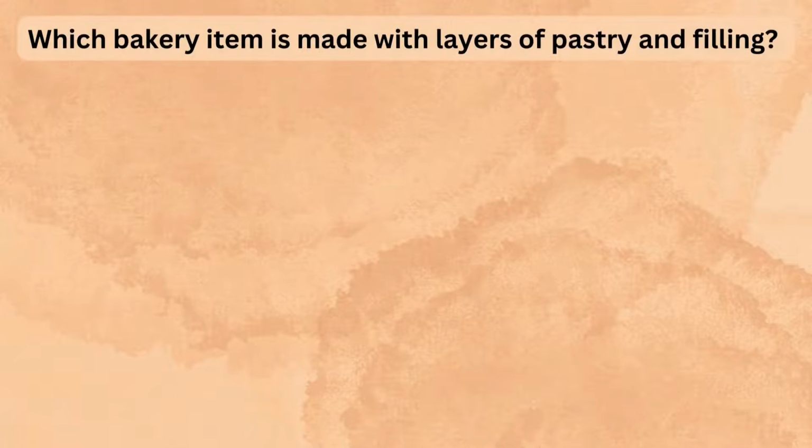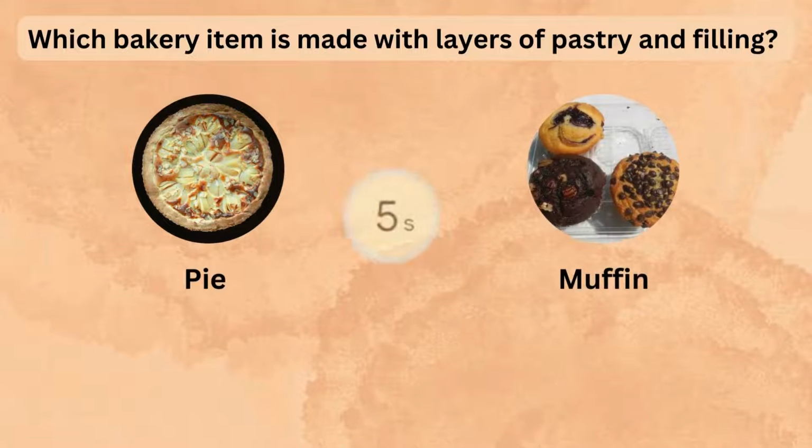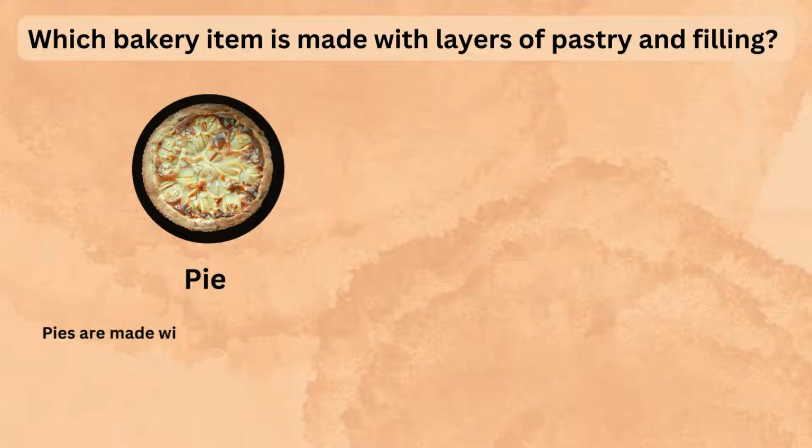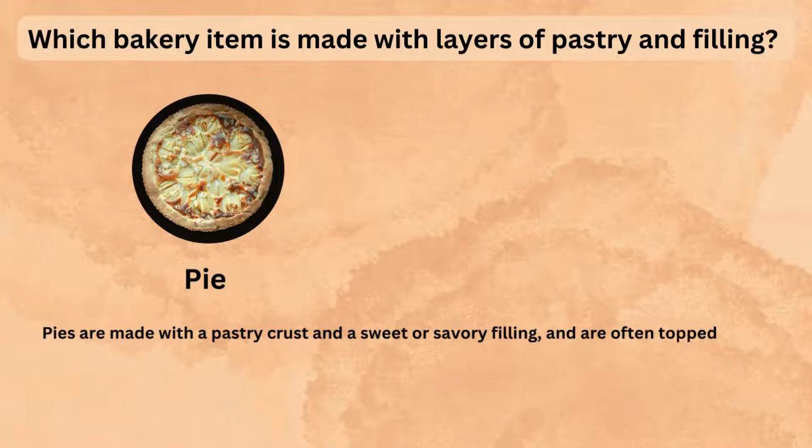Which bakery item is made with layers of pastry and filling? Pie or muffin? Pies are made with a pastry crust and a sweet or savory filling, and are often topped with a second layer of pastry.